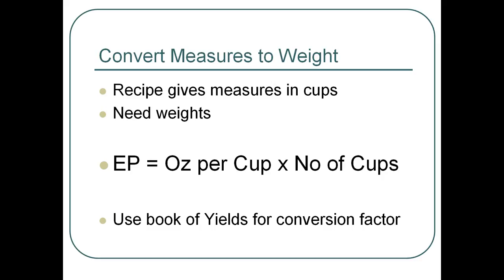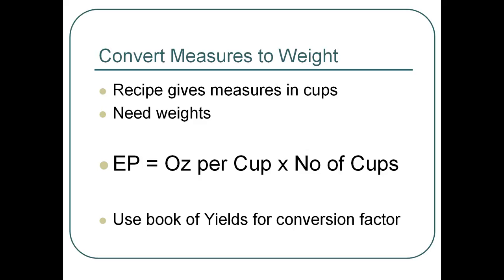Convert weights to measure. This is where we were looking at our Philly cheesesteak recipe, with the peppers and onions. Our recipe gave it to us in cups, but we need to figure out the actual weights. To do that, we take the number of cups that our recipe gives us and multiply it by the number of ounces in each cup that our Book of Yields tells us, and that gives us an EP quantity. That's only EP, so if we need to figure out how much to purchase, we're going to have to take it one step further.